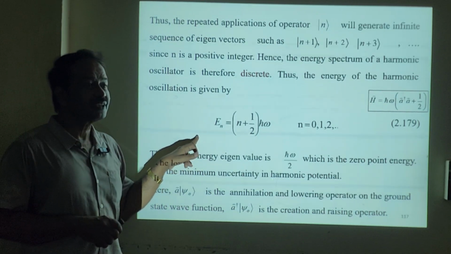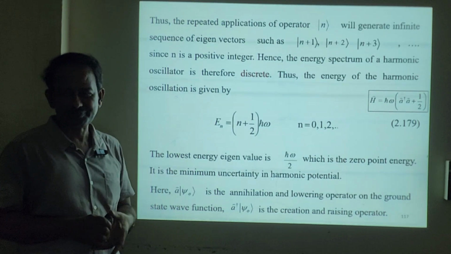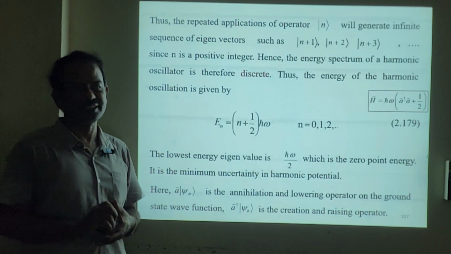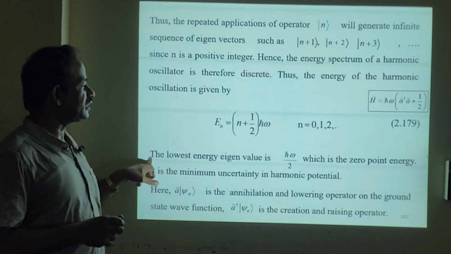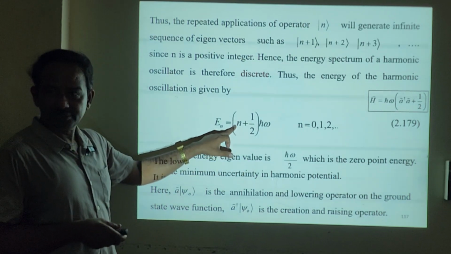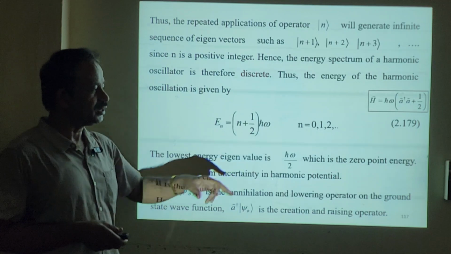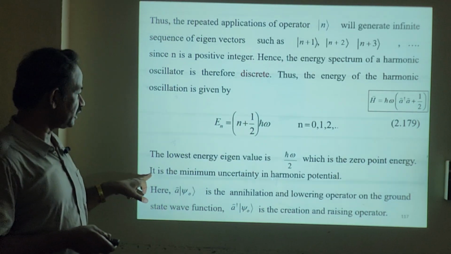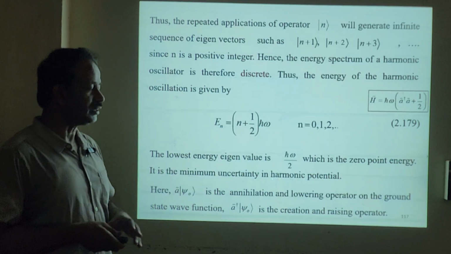Okay, this will not violate the uncertainty principle. That's the reason. We'll see. That's the significance of zero-point energy. The lowest energy eigenvalue is given by ħ/2. When you substitute n equal to 0, this will become ħω/2, which is the zero-point energy. It is a minimum uncertainty in harmonic potential.